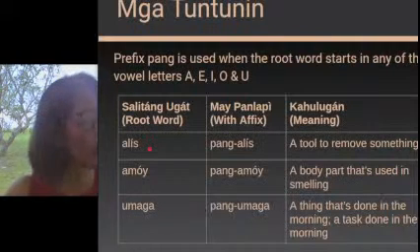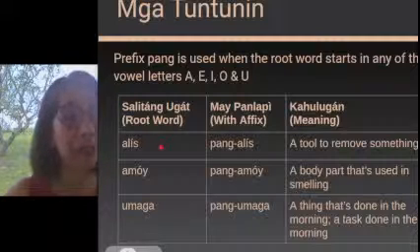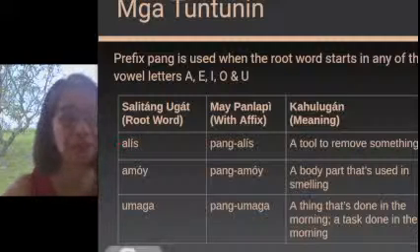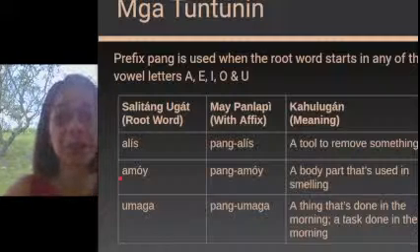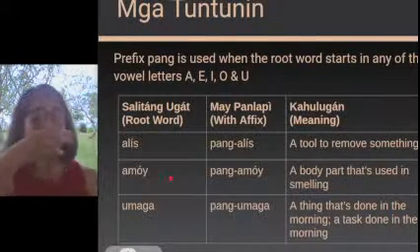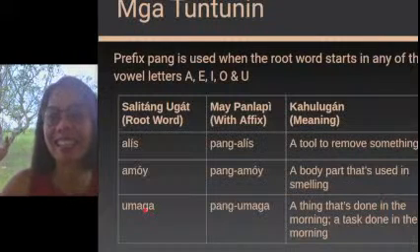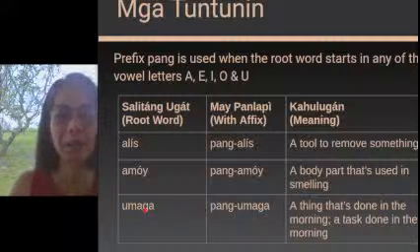I have difficulty with S. Alis means in Tagalog, leave or remove, or get out. Remove. Another example, amoy. So amoy starts with a vowel A. Another example, umaga. Amoy means smell in Tagalog. Umaga means morning. Yes, it's morning time here in the Philippines. Umaga dito sa Pilipinas ngayon.